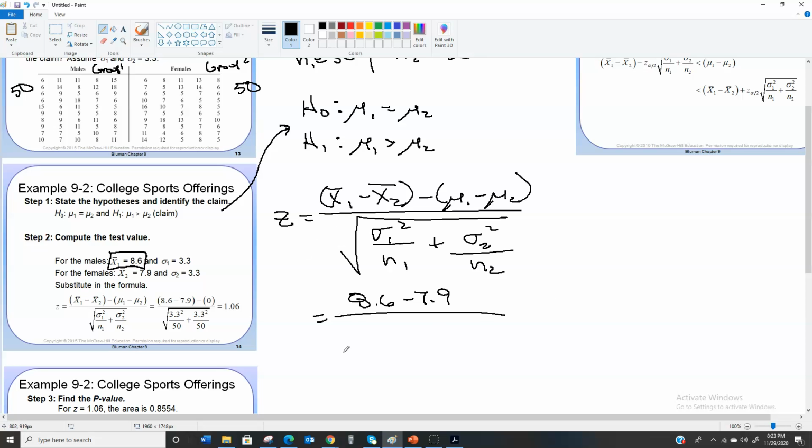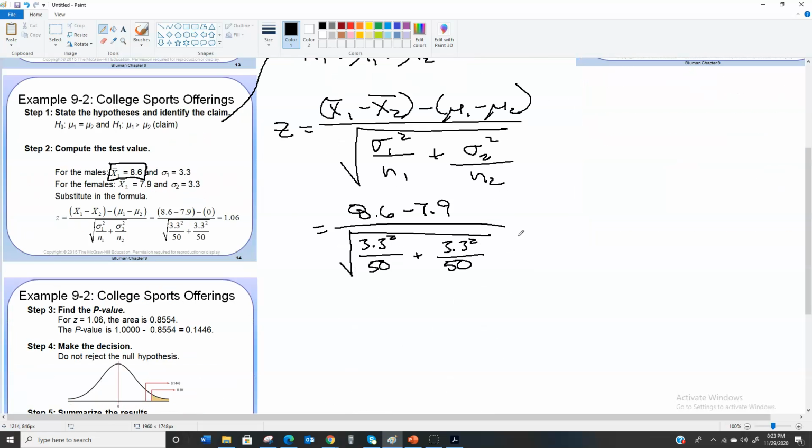Go to the bottom, we have square root of sigma 1, which was 3.3 squared. I mean, we're squaring it because it has it in the formula. And then n1 is 35, and then same thing here. Sigma 2 was 3.3, and I'm sorry, it's not 35. That was from our last one. It's 50. Okay, so our sample sizes are 50 for both groups.